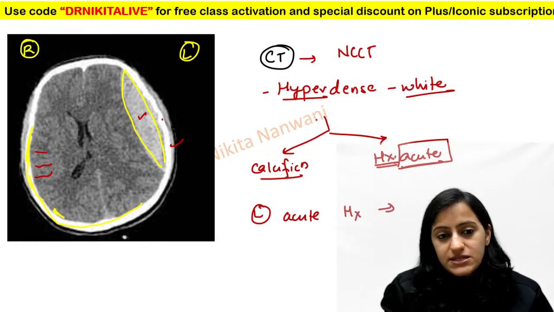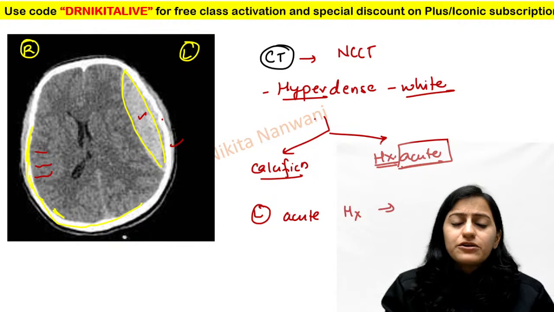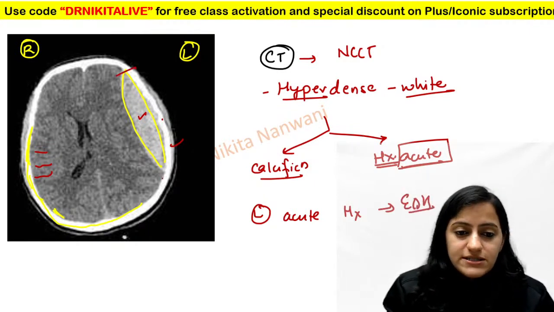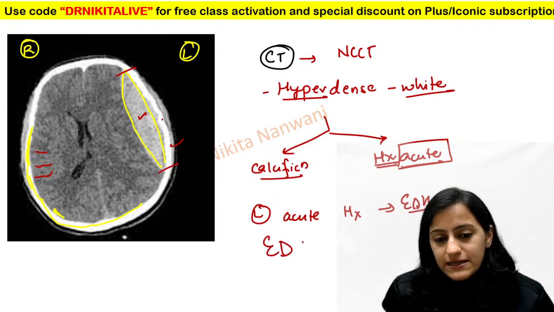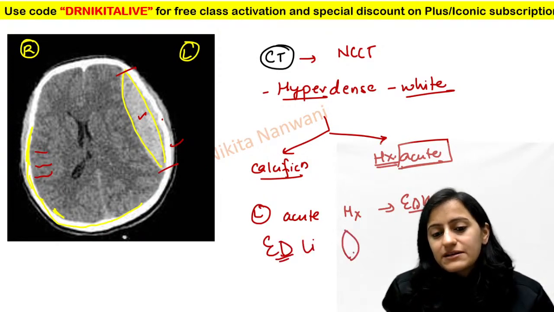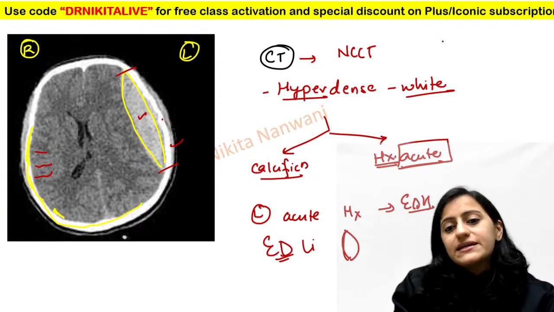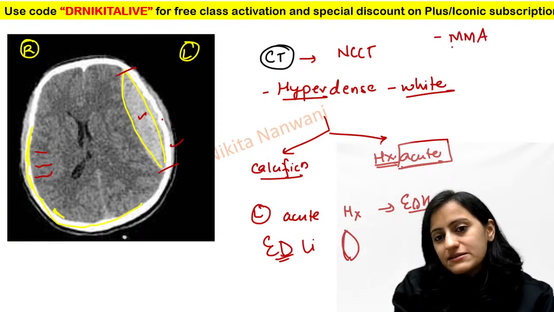Now you need to decide what kind of hemorrhage this is. This is an EDH. Why is it EDH? Because it is lens shaped, right? EDH is lens shaped, that is biconvex shape. What is EDH due to? EDH is due to rupture of the middle meningeal artery.